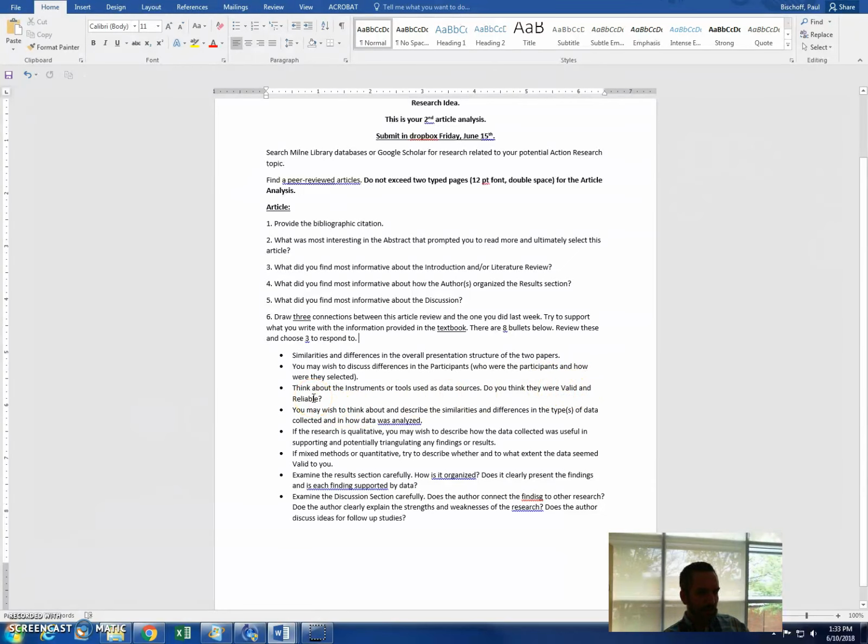But reliable ultimately means that an individual's score on an instrument or on a test would be repeatable if that same instrument were used again. So reliable means that the scores that you get have meaning, that they are essentially repeatable. Okay, so a bullet here.